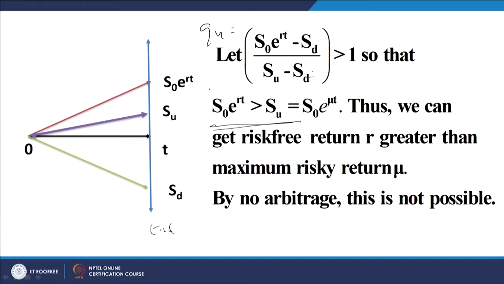So, if you are saying that S0 e to the power RT is greater than SU, you are simply saying that the risk free return which is embedded in this is higher than the highest possible return, the best possible scenario on the stock. Can this happen? The stock is risky and it gives you a lower return than the risk free asset. Would any rational investor invest in this stock?